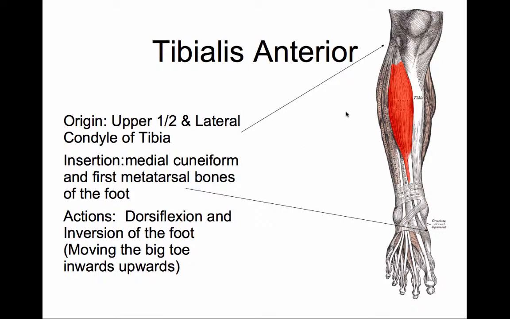The next muscle is called Tibialis Anterior. The origin is on the upper half and the lateral condyle of the tibia, up here. And the insertion is on the medial cuneiform bones and the first metatarsal bones of the foot. The action is dorsiflexion and inversion of the foot. Dorsiflexion is the opposite, an antagonist to the triceps cruræ, and makes the toe go upwards and inwards.